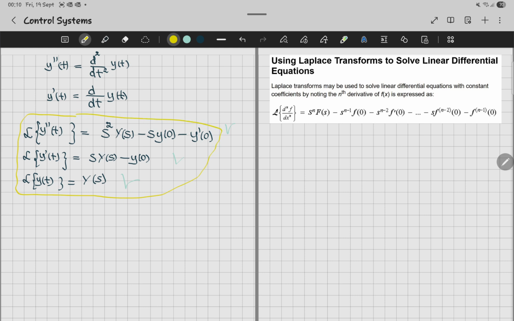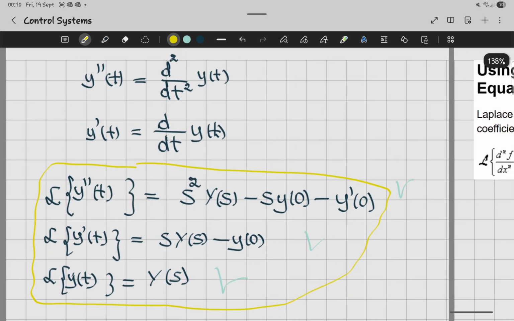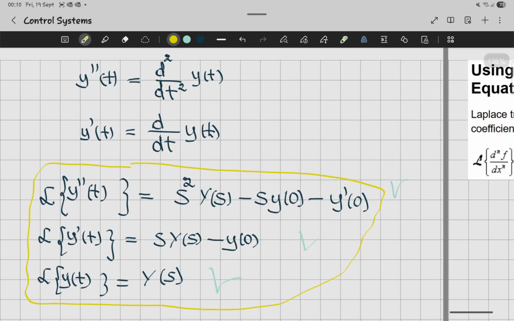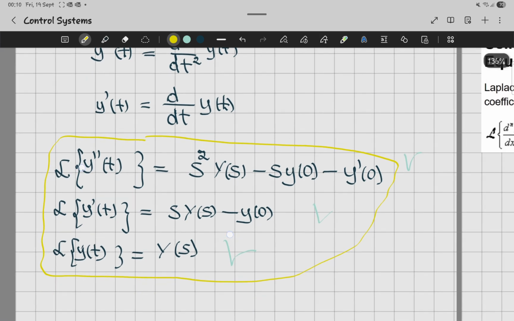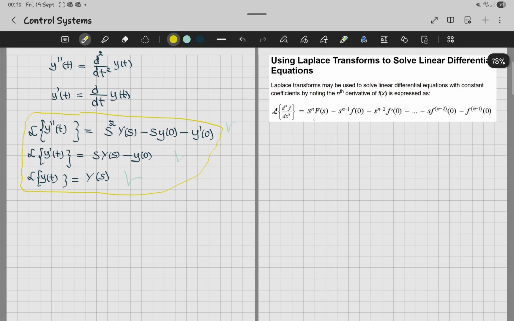Let's see one example where we can apply these formulas. Let me zoom in for you to see what's actually happening, and we use these formulas.